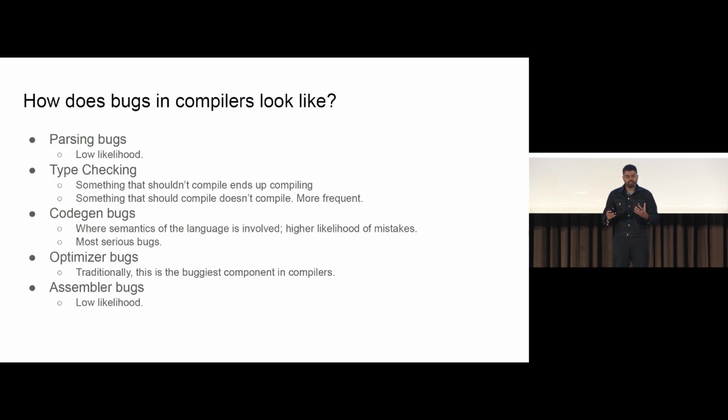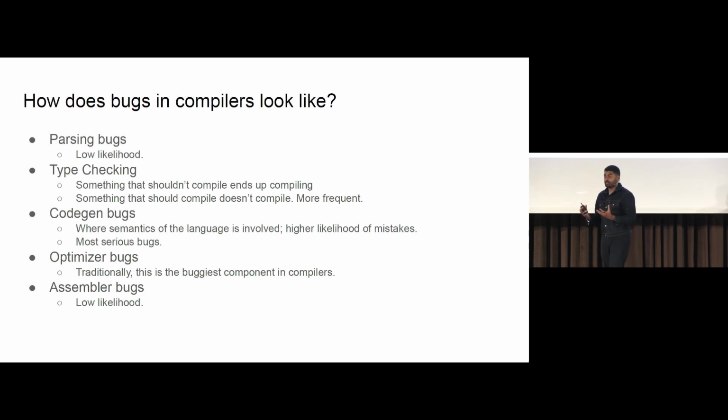So how do bugs in compilers look like in each of these stages? For parsing bugs, it may sound simple. You are supposed to parse a certain source file into an abstract syntax tree, and you make a bug in this parsing. Fortunately, this is somewhat low likelihood. We know quite a bit about parsing these days, and mistakes in this are somewhat rare, but it still happens. Bugs in type checking can be of different forms. One would be where you have some code that shouldn't compile, but it ends up compiling. And on the other side, you can have something that should compile, but doesn't compile. And this is more frequent in compilers.